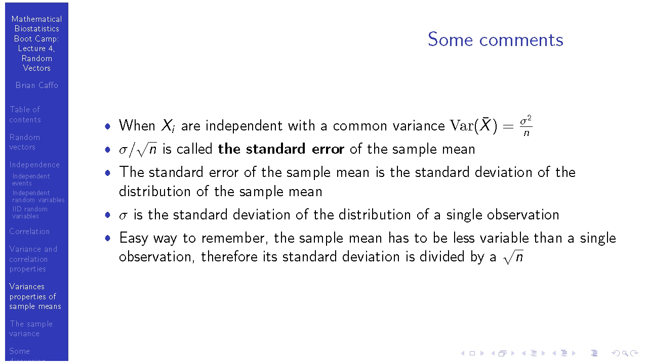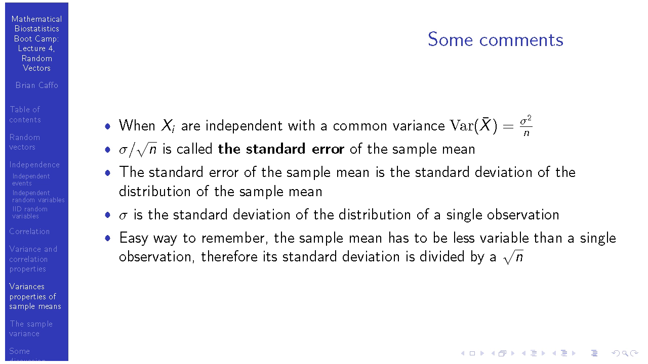So when the x's are independent with a common variance, the variance of x bar is sigma squared over n. The quantity sigma over square root n is so important, we give it a name and we call it the standard error of the sample mean. Basically, a standard error is nothing other than the standard deviation of a statistic. In this case, the statistic is the sample mean, but you might have a standard error of another statistic. For example, the median itself has a standard error. It's maybe a little hard to calculate, but nonetheless, it has a standard error.